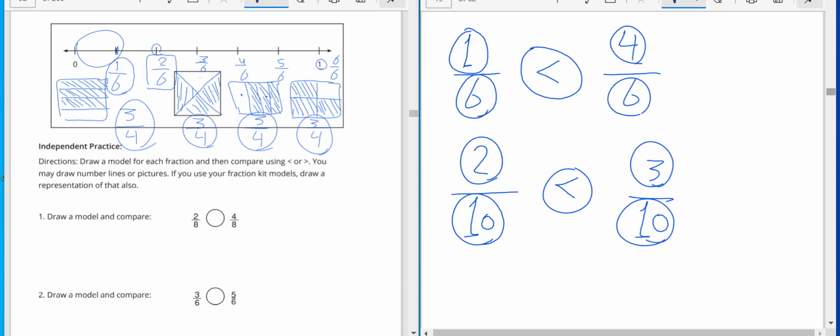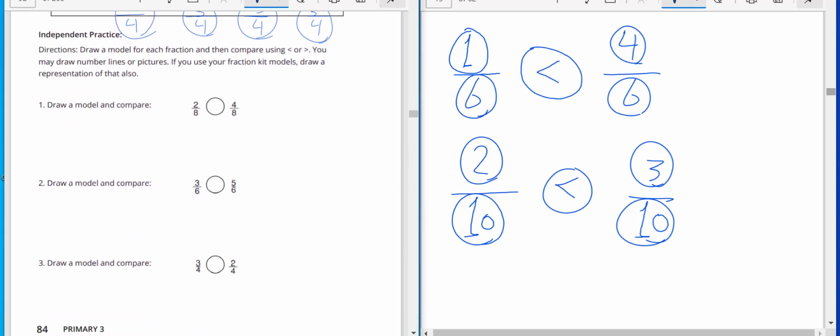Back to our book, page 84. Draw a model for each fraction and then compare using less than or more than. You may draw number lines or pictures, or if you use your fractions kit, draw a representation of that also. Number 1, draw a model and compare. First, draw these two fractions.